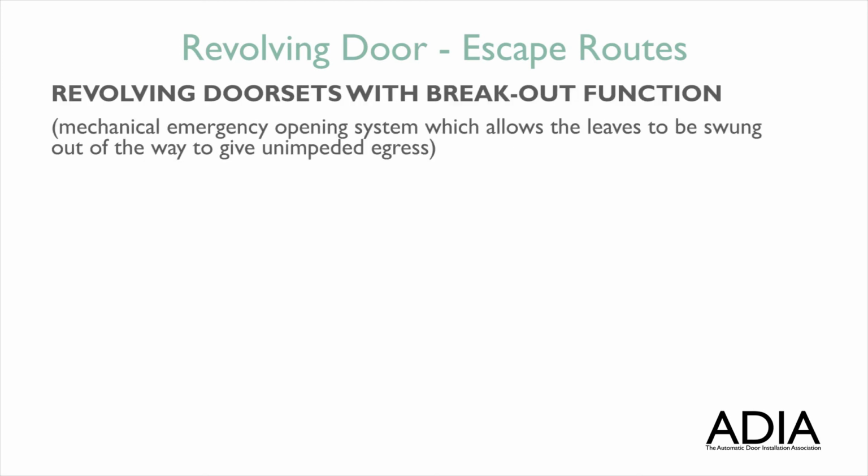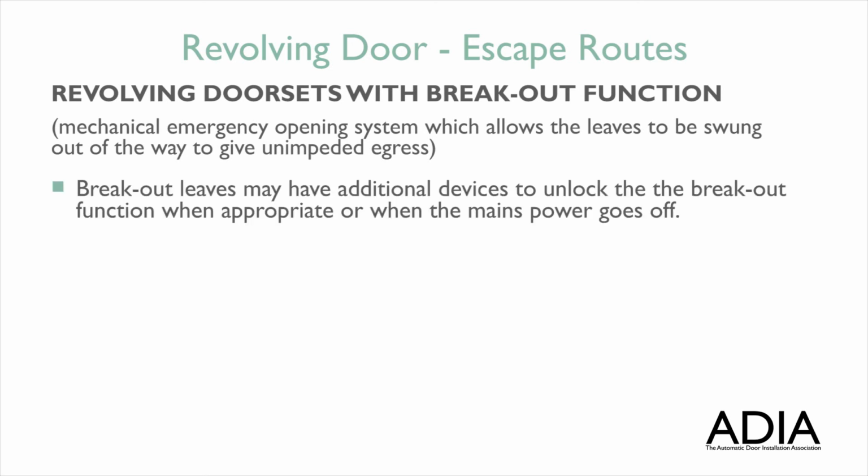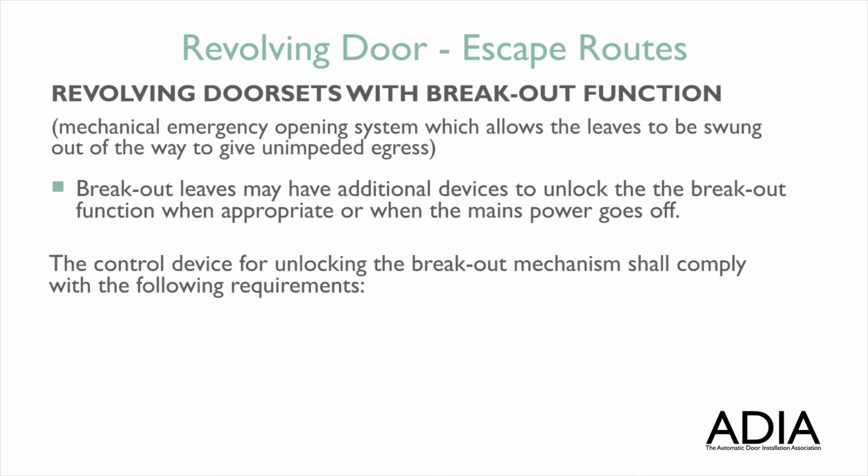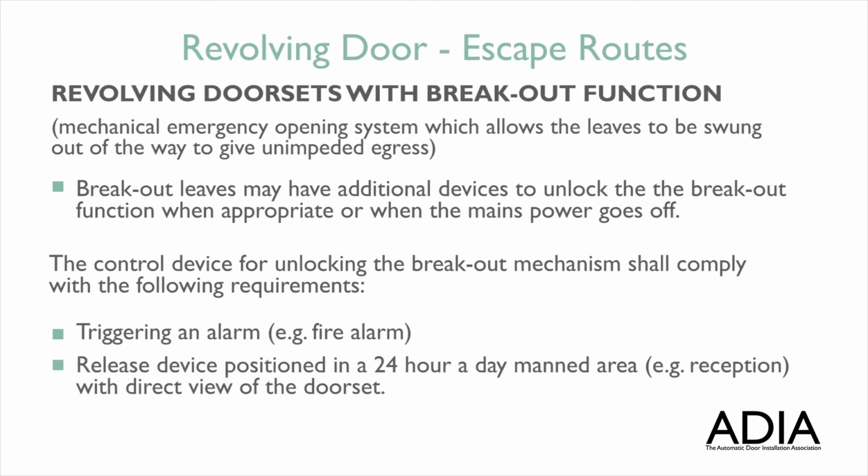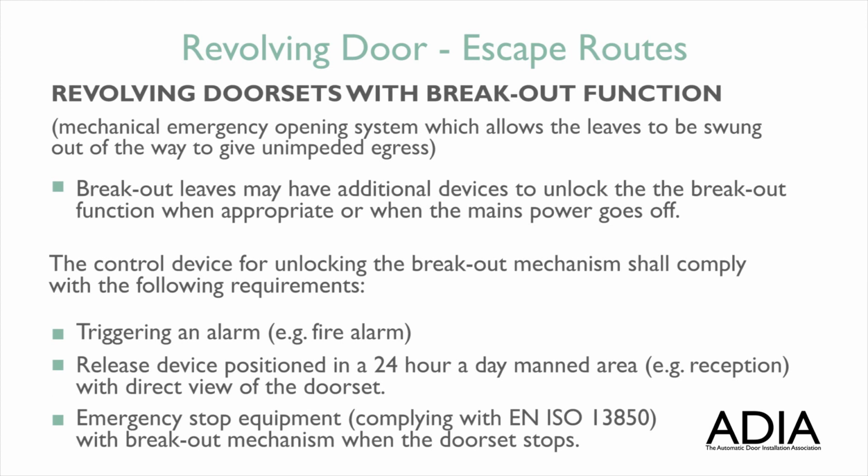Revolving door sets with breakout function. Breakout leaves may have additional devices to unlock the breakout function when appropriate or when the mains power goes off. The control device for unlocking the breakout mechanism shall comply with the following requirements. Triggering an alarm, for example, the fire alarm. Release device positioned in a 24-hour-a-day manned area, for example, reception, with direct view of the door set. Emergency stop equipment complying with EN ISO 13850 with breakout mechanism when the door set stops.